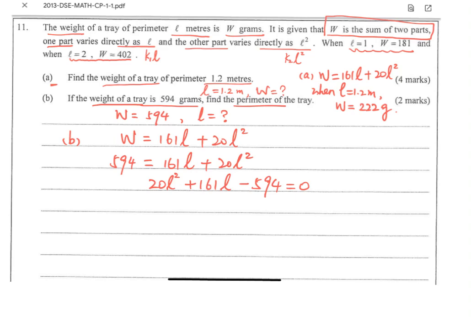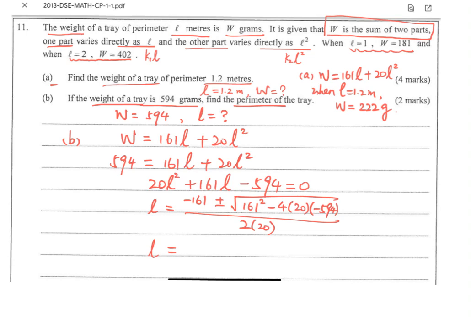So here, what is L? We need to factorize it or use the quadratic formula. So let me use the quadratic formula. L equal to negative b, negative 161, plus or minus square root of 161 squared minus 4ac, where c is negative 594, divided by 2a. So what can we get? Let's use a calculator to solve it.